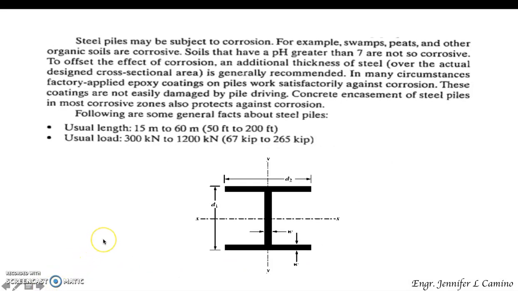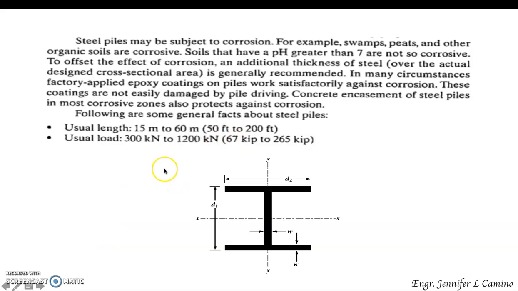So the steel pile may be subject to corrosion. For example, swamps and other organic soils are corrosive. Soils that have a pH greater than 7 are not so corrosive. So to offset the effect of corrosion, an additional thickness of steel is generally recommended. So the thickness can be over the actual design cross-sectional area. In many circumstances, factory-applied epoxy coatings on piles work satisfactorily against corrosion. These coatings are not easily damaged by pile driving.